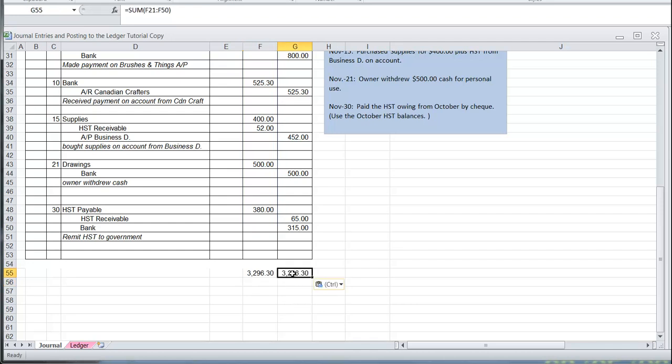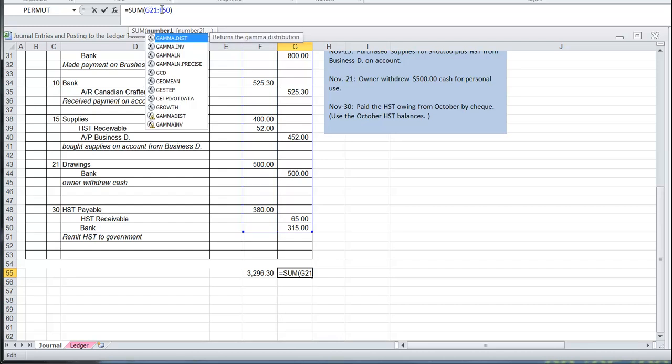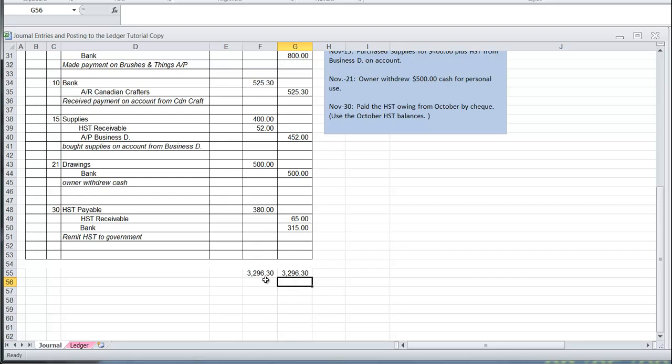So same thing over here. Whoops. But of course, I want to do G because it's in the G column. So let's just change these all to G's. And so 3296.30, 3296.30, so of course they have to be the same. If they aren't, then check out why. So that's pretty much the idea.